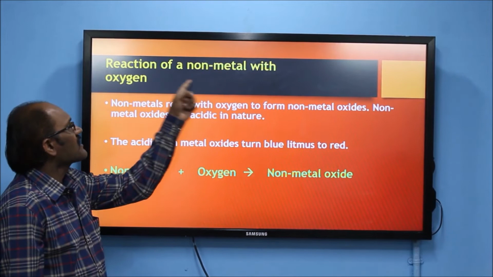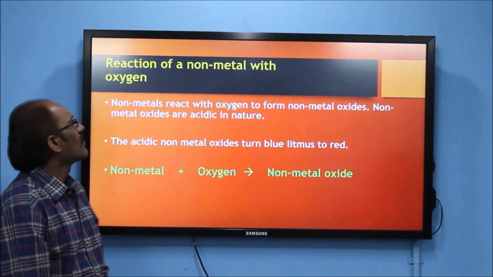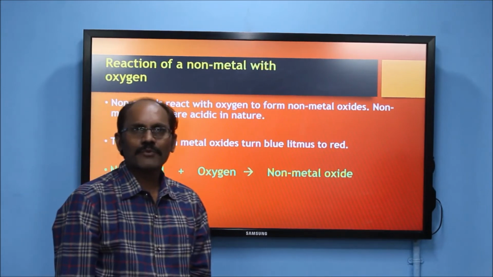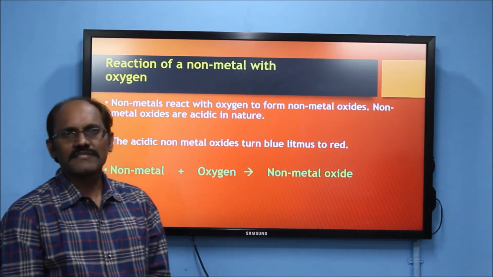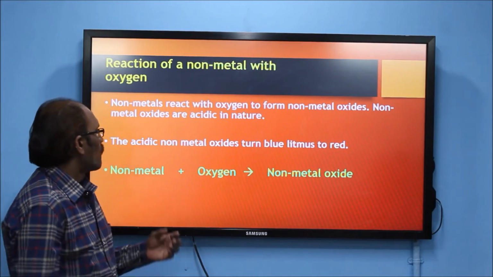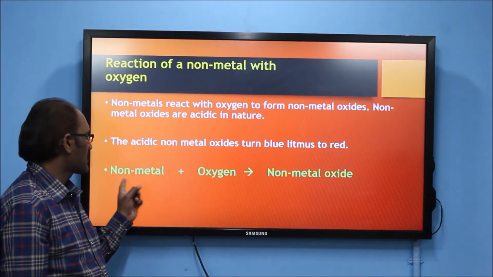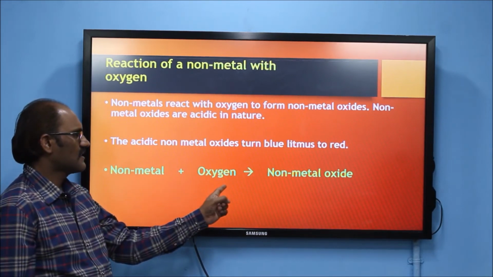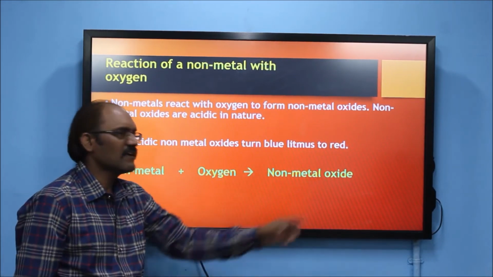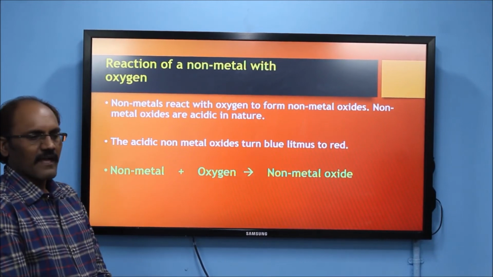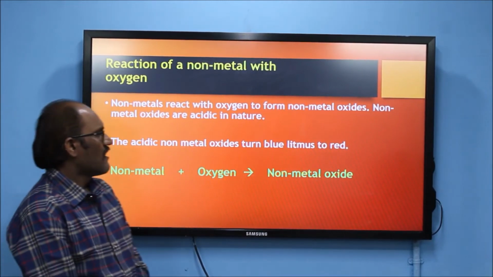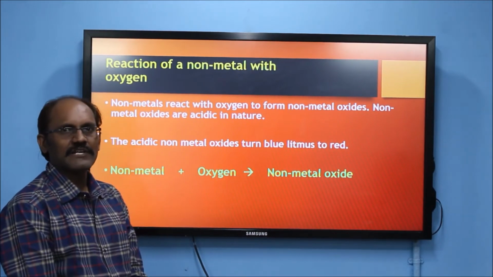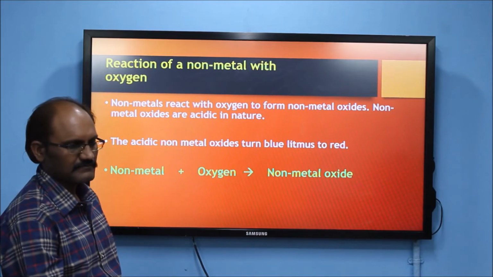Next, reaction of a non-metal with oxygen. When non-metals react with oxygen, they produce non-metal oxides. And we represent that chemical reaction in the form of word equation: non-metal plus oxygen give rise to non-metal oxides. And non-metal oxides are acidic in nature, hence they turn blue litmus to red.